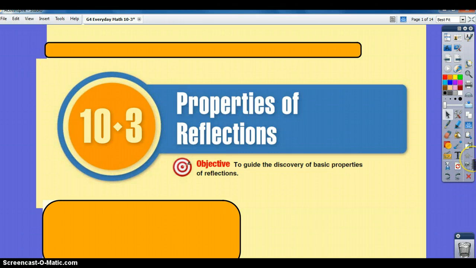10.3 is properties of reflections. I'm going to guide you through the discovery of basic properties of reflections.